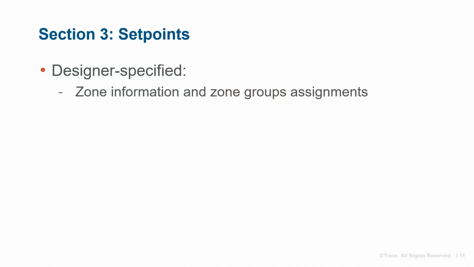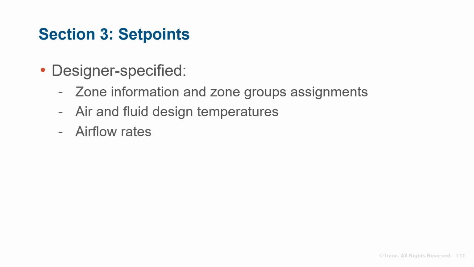We start off with set points in Section 3. First come set points determined by the designer, like zone temperature and CO2 set points. Next, design supply air and fluid temperature set points, and design supply and ventilation airflow rates corresponding to 62.1 or Title 24 ventilation requirements. Economizer set points are included as well.